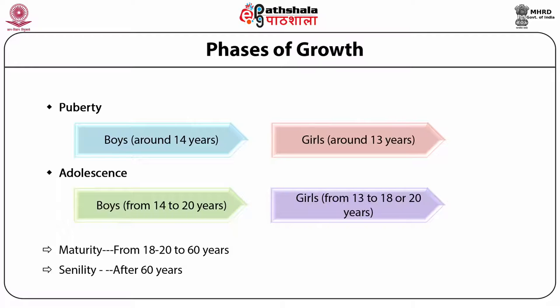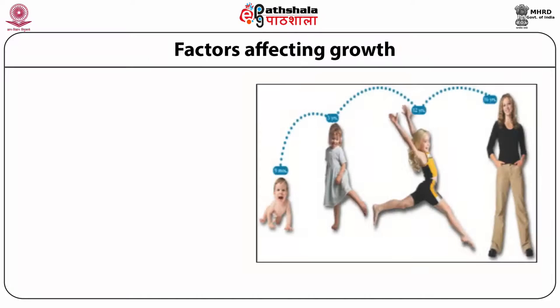Old age and senescence follow the prime years of adulthood. The pattern of decline varies between individuals, so there is no biological or genetic plan for the aging process. Factors affecting growth.